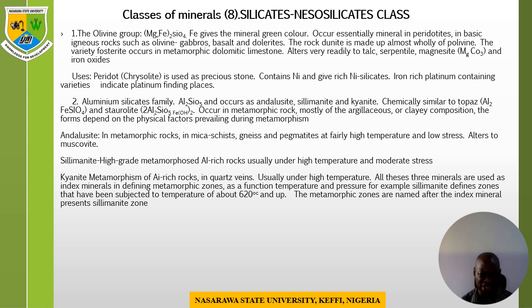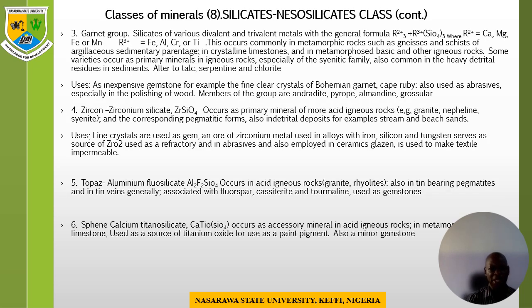All these 3 minerals are used as index minerals in defining metamorphism as a function of temperature and pressure. For example, sillimanite defines zones that have been subject to temperatures of about 620 degrees Celsius and upward. The metamorphic zones are named after the index mineral present, such as the sillimanite zone. The continuation of the silicate class, the nesosilicates.